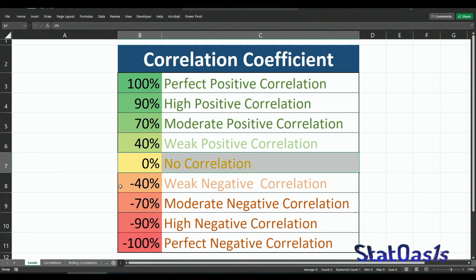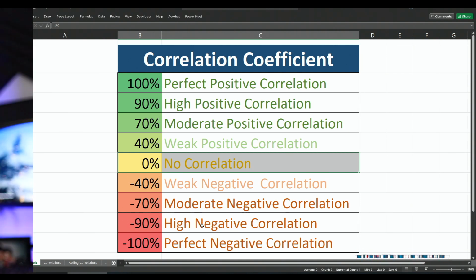Of course, the other side is the negative side. So minus 40 is weak negative correlation, minus 90 is high negative correlation. Now, correlation is not a fixed number. You can measure correlation over any period of time, over 1 day, over 15 minutes, over 1 month, 1 year, 10 years. Regardless of the period you pick, you will see that correlation goes up and down during that period. It's impossible to have one fixed relation in correlation.